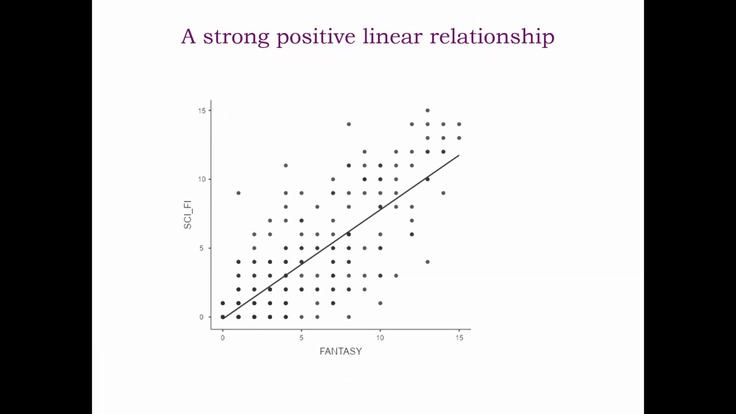Here's an example of a strong positive linear relationship. On the x-axis, we have the number of fantasy authors people recognized, and on the y-axis, the number of science fiction authors people recognized in a recognition test. And we can see that as fantasy goes up, so does science fiction. The more fantasy, the more science fiction people recognized. So this is a strong positive linear relationship. This line here is the line of best fit, a straight line that best fits the data. And we'll talk more about that next topic.